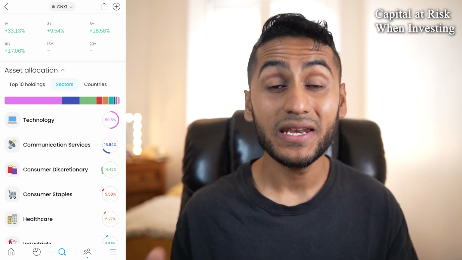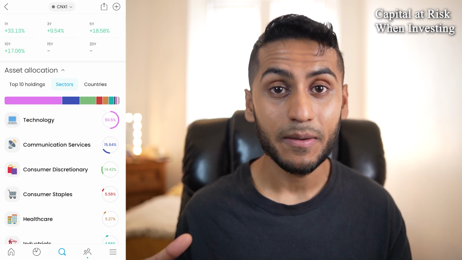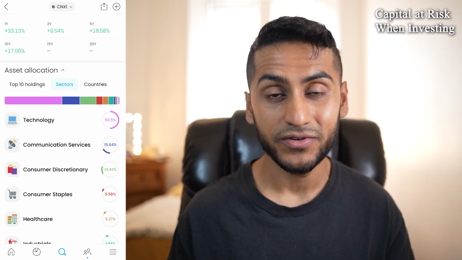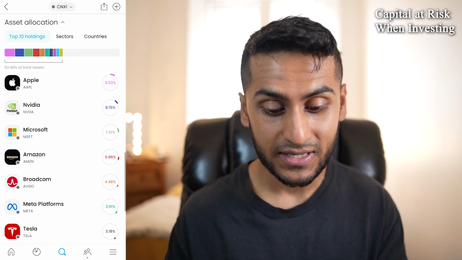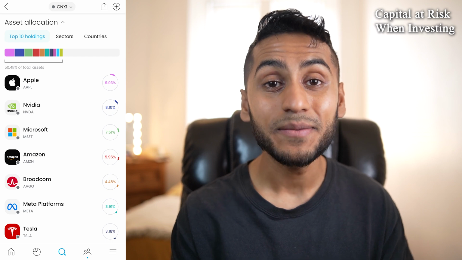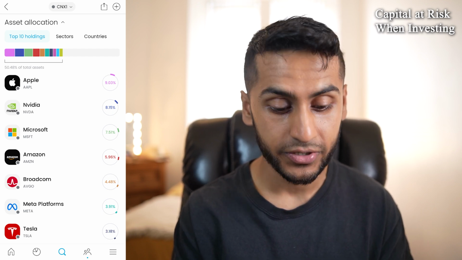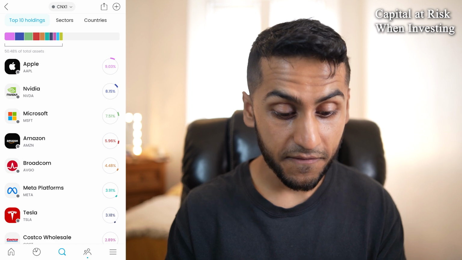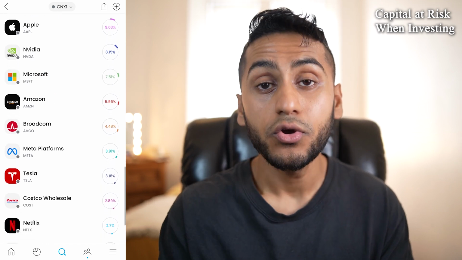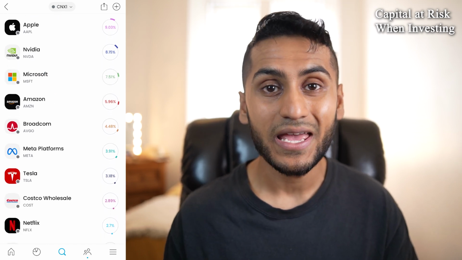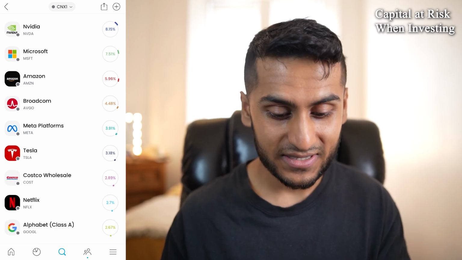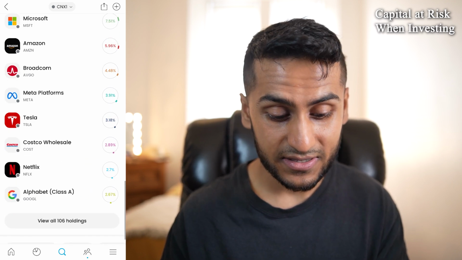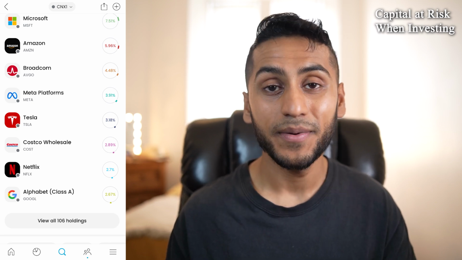We know that the Magnificent Seven have been basically the bearer of good news for the S&P 500. And here we will see from the top 10 holdings that they are present here as well. You can see Apple has a massive 9% weighting in the Nasdaq 100, Nvidia a massive 8%, and we know Nvidia has made huge movements over the past few years. Microsoft 7.5, Amazon 5.9, Broadcom 4.48, although not a Magnificent Seven company. Meta is here, 3.9%, Tesla is here, Costco, Netflix, Alphabet, and the list goes on.